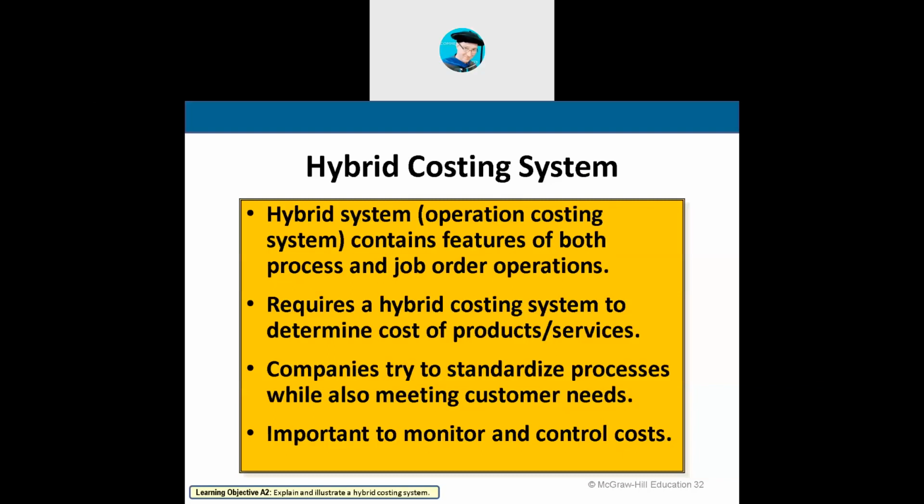It's based on the customer's order. So that represents a system that uses both process and job order operations. That would be your Chevrolet, your Ford, your General Motors. They make the same exact thing over and over again. It's highly standardized. It's meeting the customer's needs. So that's an example of a hybrid cost system, your Ford, Chevrolet, General Motors.